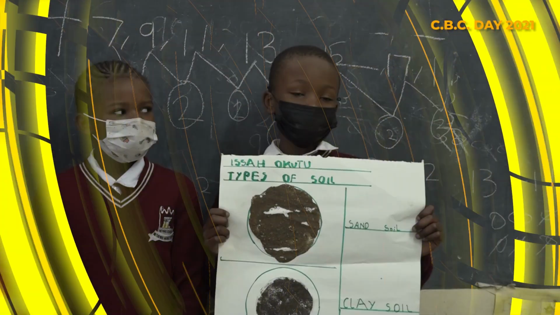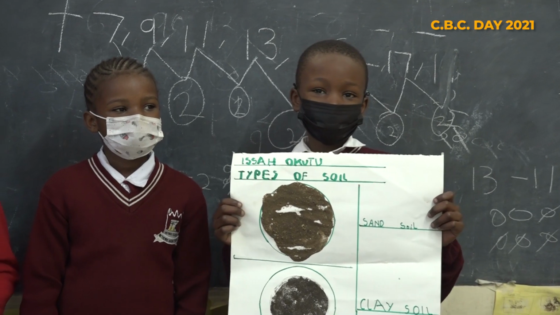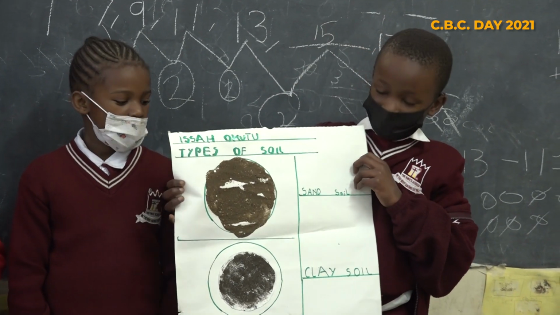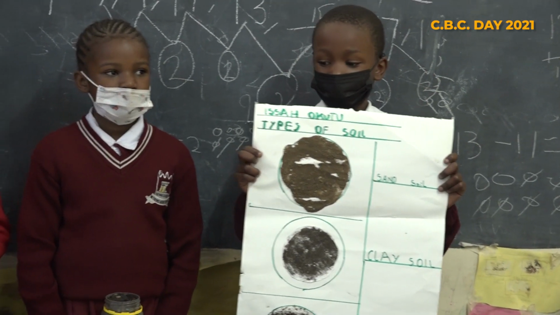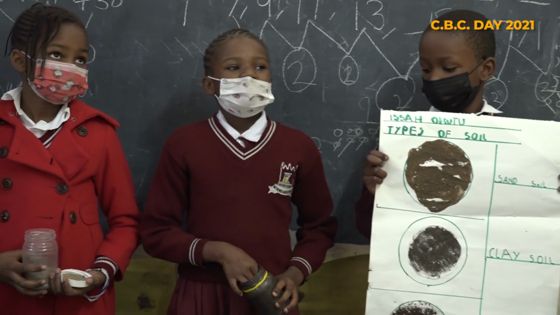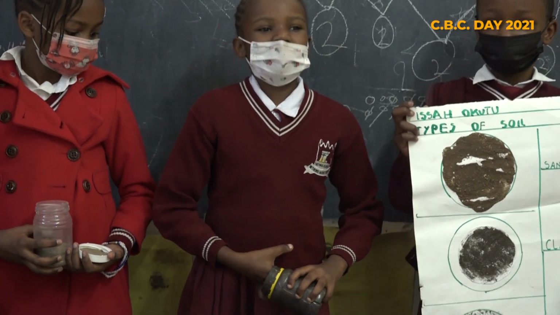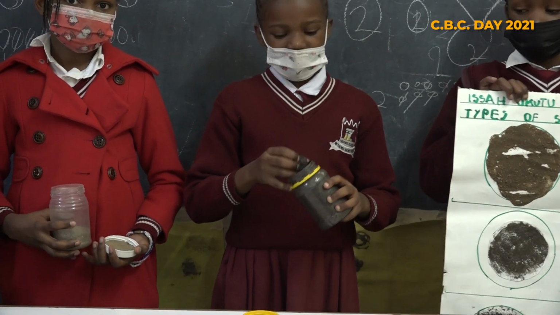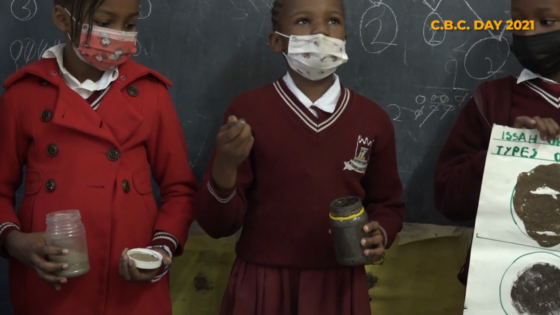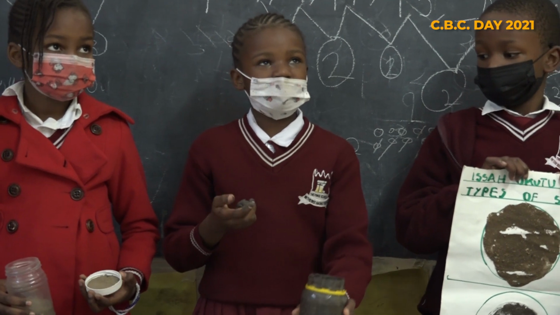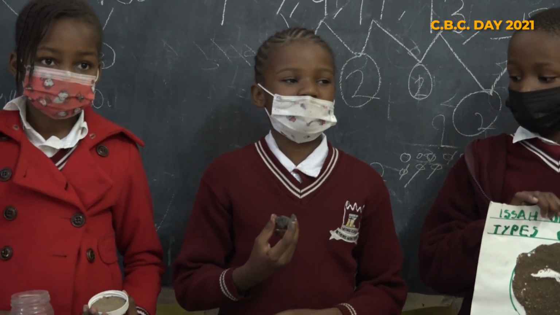Thank you. We have three types of soil: sand soil, clay soil, and loam soil. This is clay soil. It has tiny particles. It is smooth. It is found in a river bank or anthill.